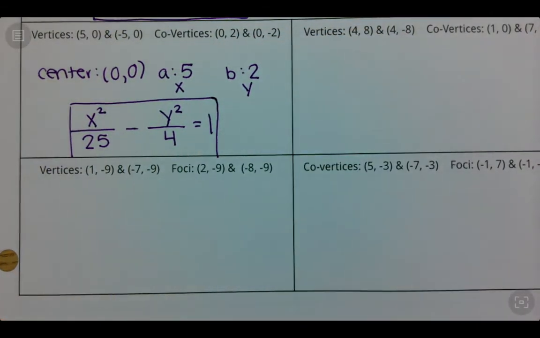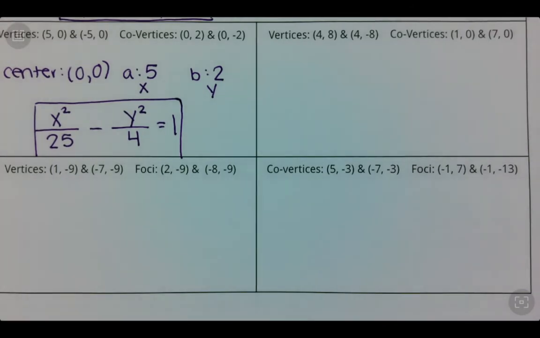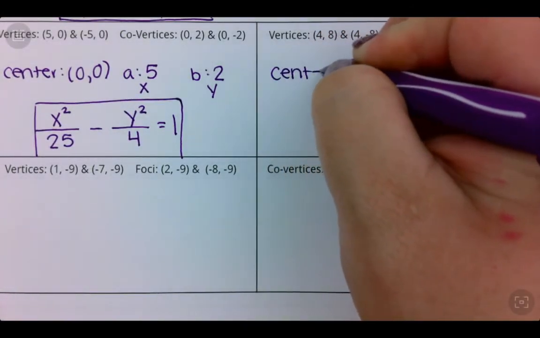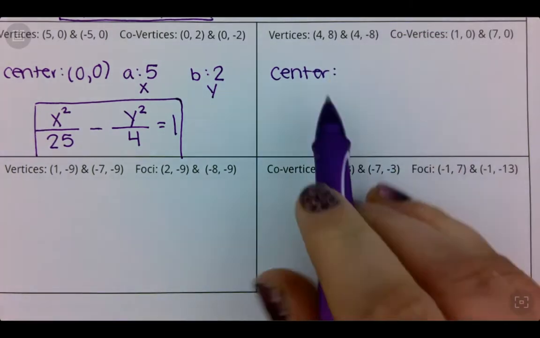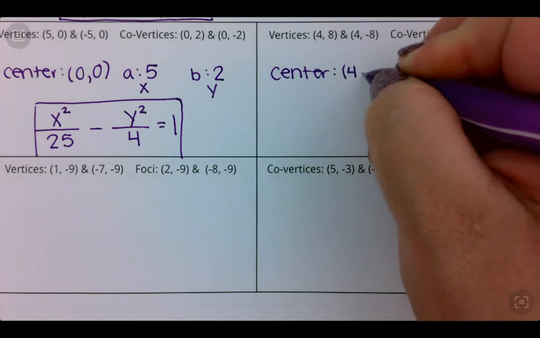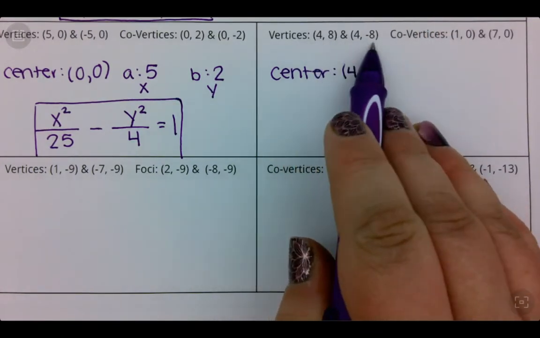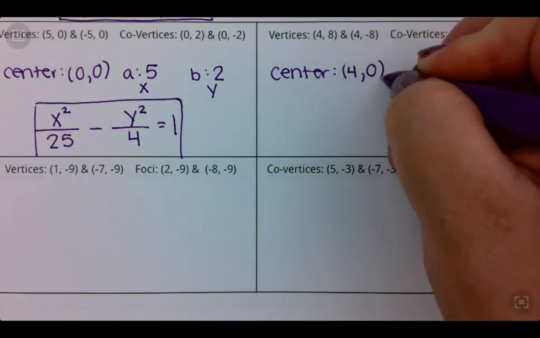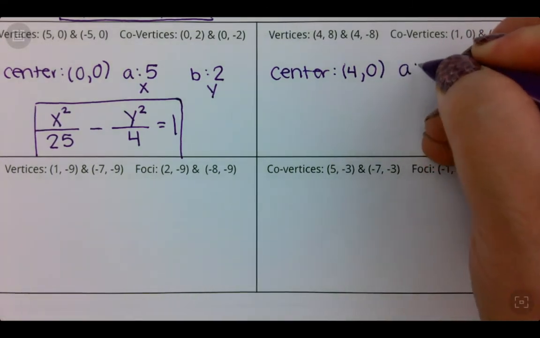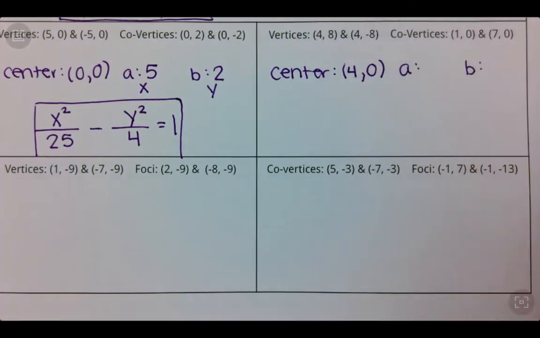All right, let's try another one very similar to that one, except the center isn't 0, 0. Okay, so halfway between 4 and 4 is 4. Halfway between 8 and -8 is 0. Okay, and then we need to find our A and our B.